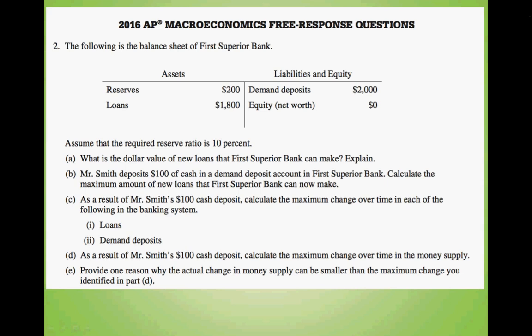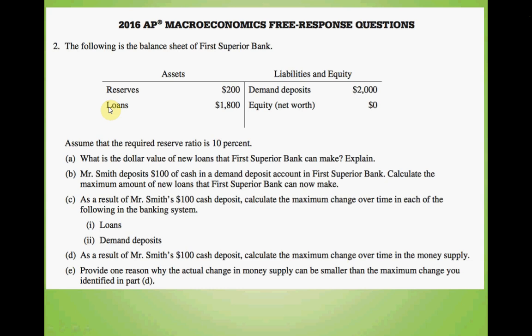This FRQ isn't that bad. I know it looks long and it looks like there are a lot of parts to it. It's pretty straightforward. This part C here is where it gets tricky, but hopefully we can figure it out. It's slightly different than the way your book's been teaching it, so it's going to be a little confusing for some of us, but I think we'll be able to walk through it.